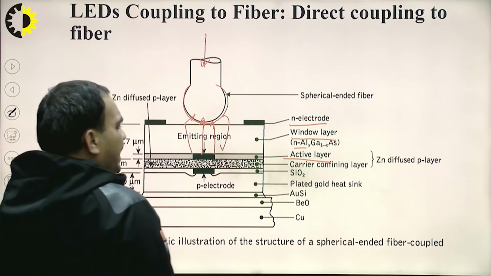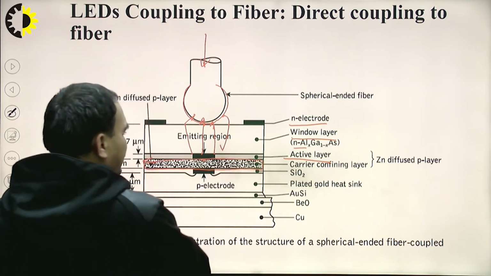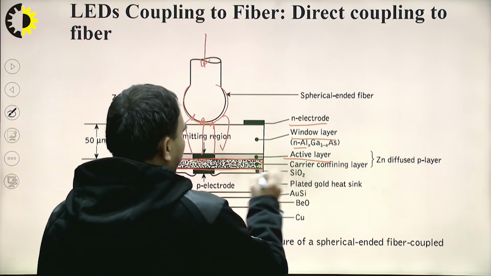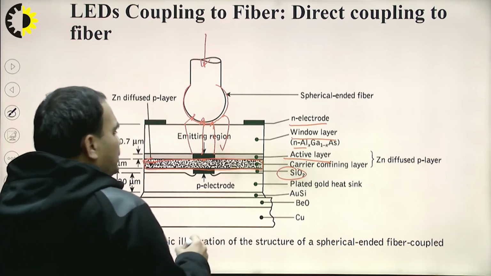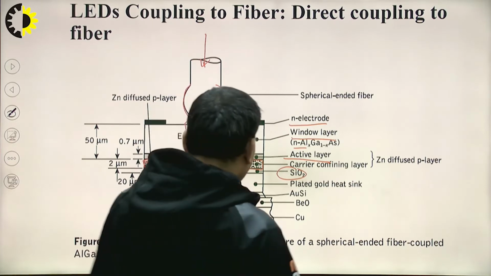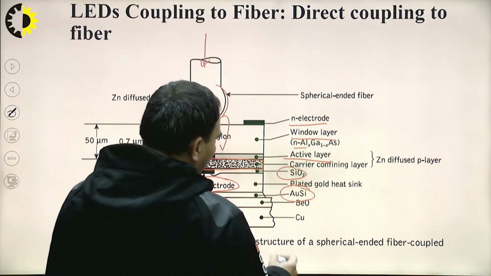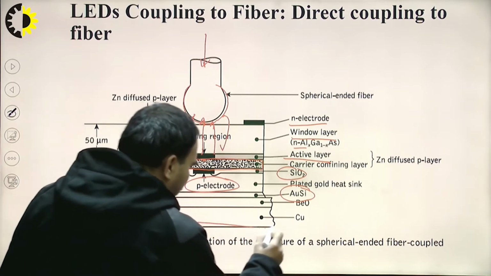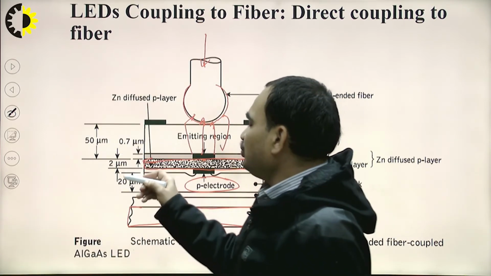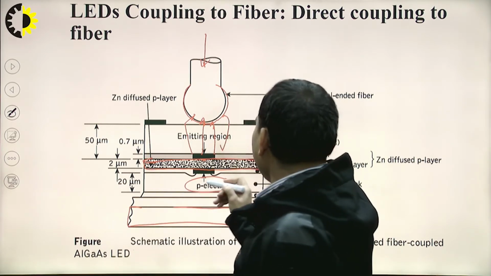Next we have the carrier confining layer. Carriers are confined within this layer, and below this we have the dielectric, that is of silicon dioxide, SiO2, and below this we have the p-type electrode made up of the plated gold heat sink and the gold silicate. Then BeO, and the last layer is made up of copper, that is for the metallization, where the dimensions are shown on the left, and the zinc diffused P layer is nothing but the carrier confining layer.